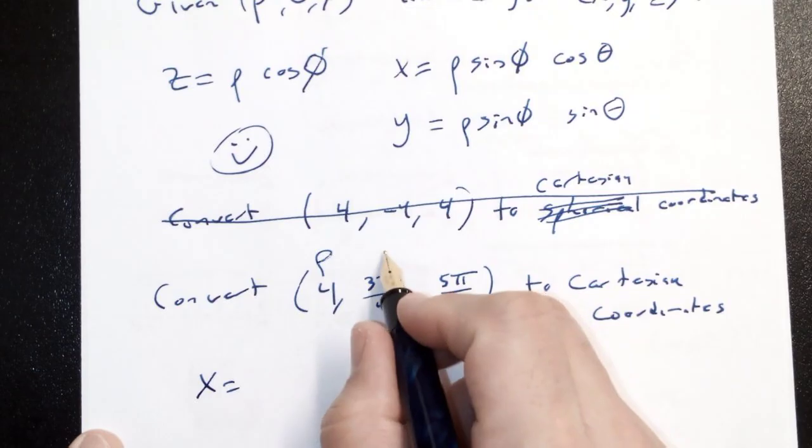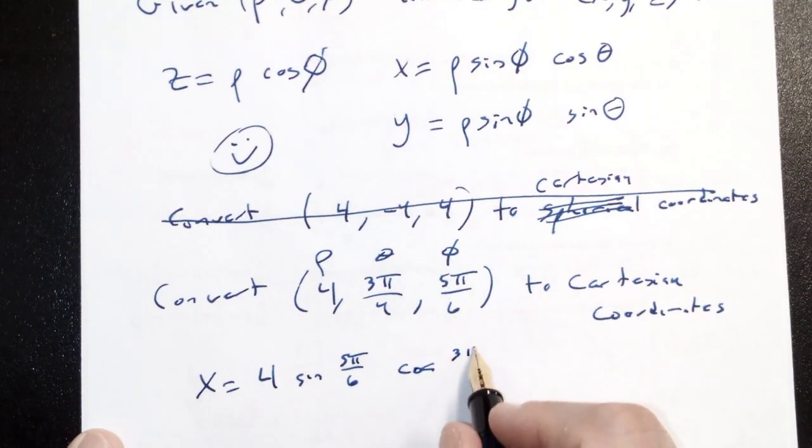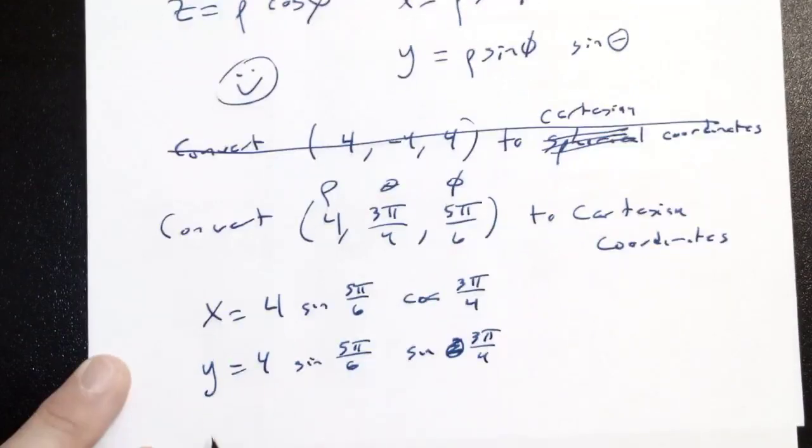This is rho, theta, phi. X is 4 sine phi times cosine of theta. Y is 4 sine phi sine theta. And Z is 4 cosine phi.